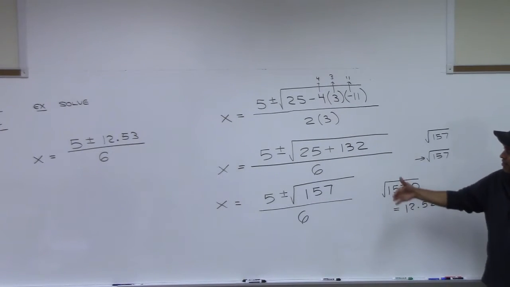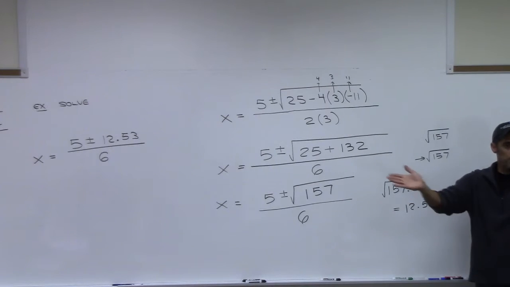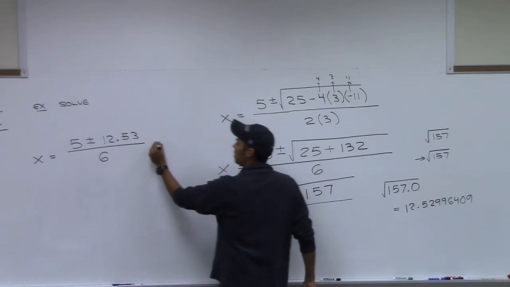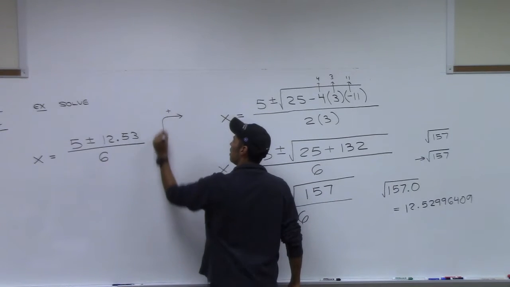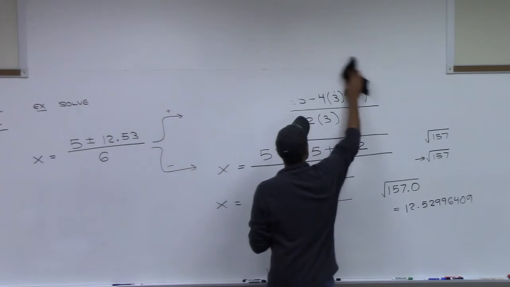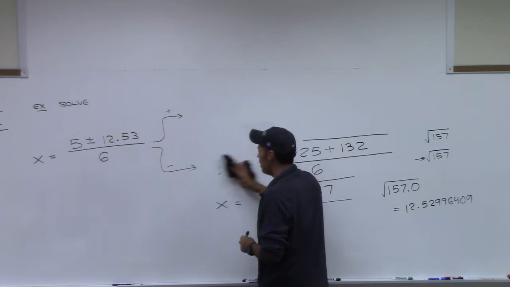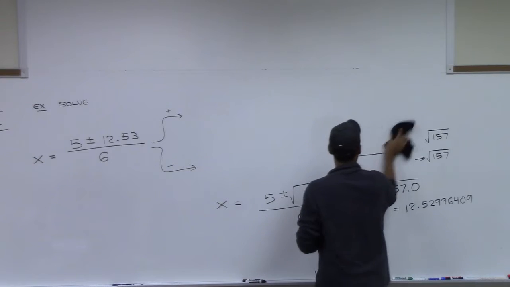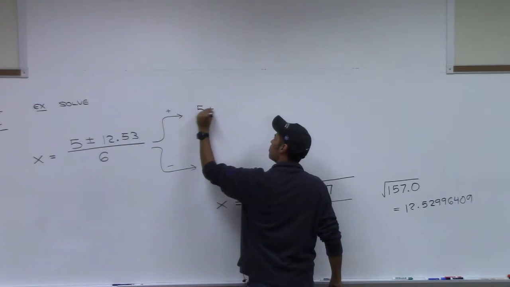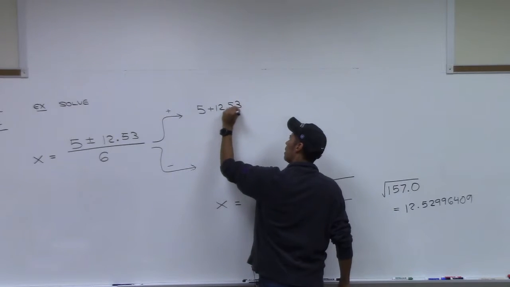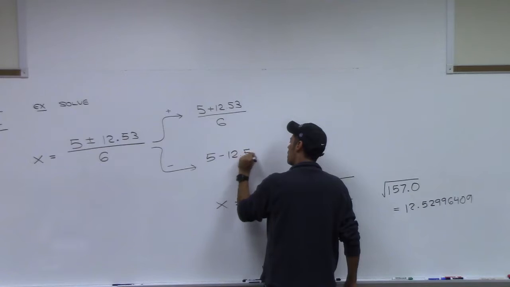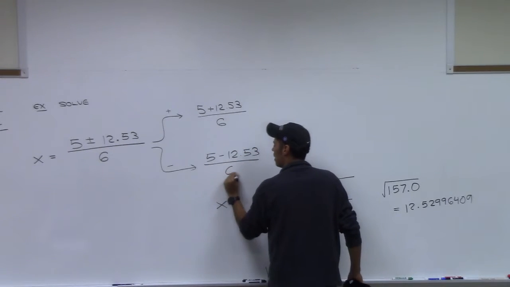Once you get past the square root part, this is where you split it off into the two answers. So from here, I'm going to take the plus and then the minus. Is this making sense what I'm doing here? Are there any questions? So I'll do up here 5 plus 12.53 divided by 6, and then here I'll do 5 minus 12.53 divided by 6.